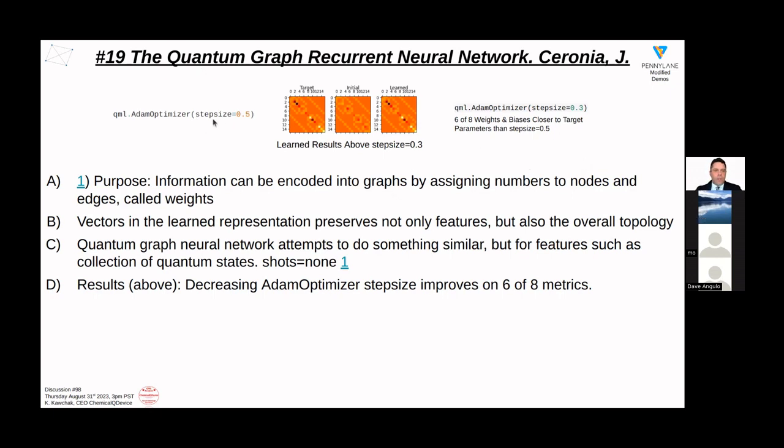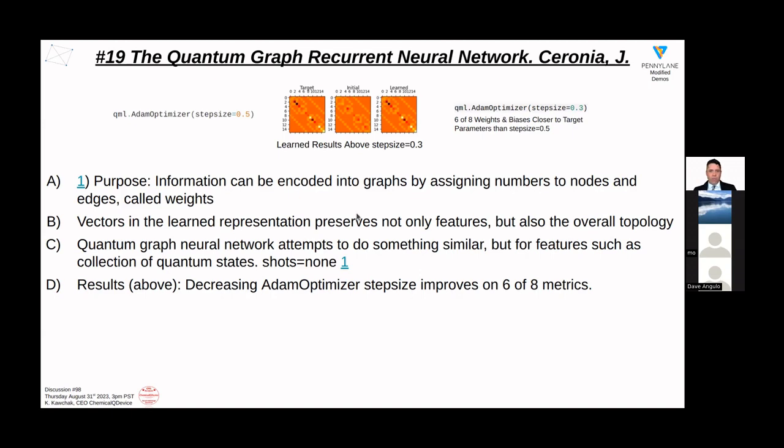So on the left, the stock setting was step size equal to 0.5 for the Adam optimizer. And on the right, I changed it to 0.3, which would make things fine-tuned, which would make things run slower. And then it gives you a printout, and this is the first time I've seen it in a demo. So 6 of the weights and biases associated with this hybrid network were closer for changing the step size, making it lower on the right.